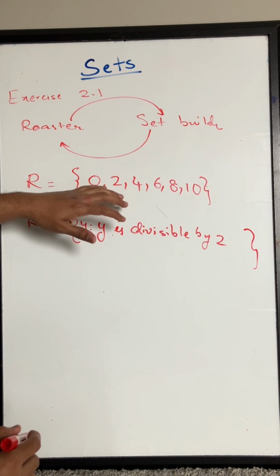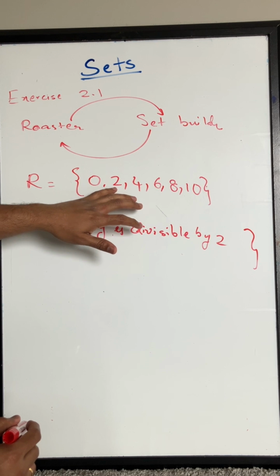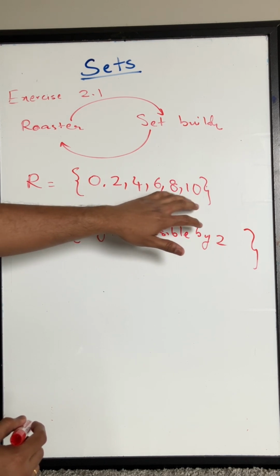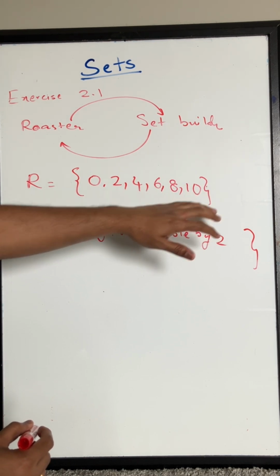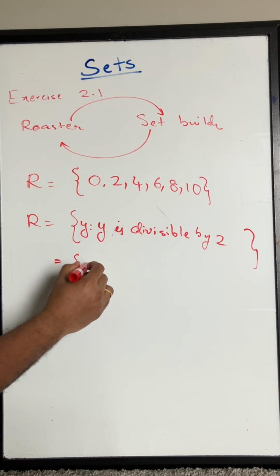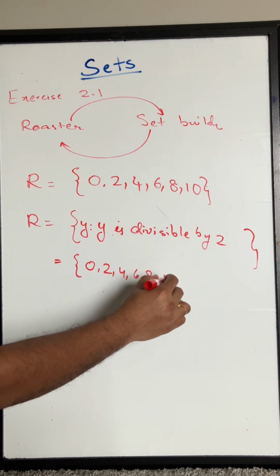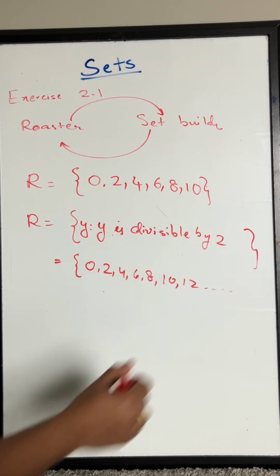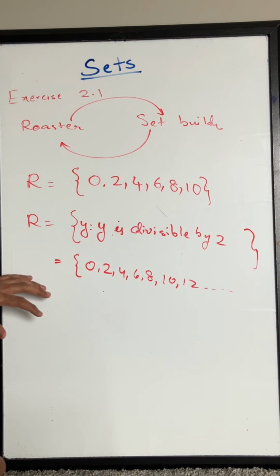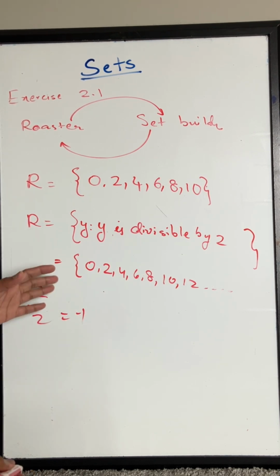Does it give the same set? Yes, 0 divisible by 2, 2 divisible by 2, 4, 6, 8, 10. Okay, good. What about 12? R could be 12 also. In this case, it will be 0, 2, 4, 6, 8, 10, 12 and all the things. And sometimes even negative numbers, people may think that minus 2 divided by 2 is minus 1. People think like that also.